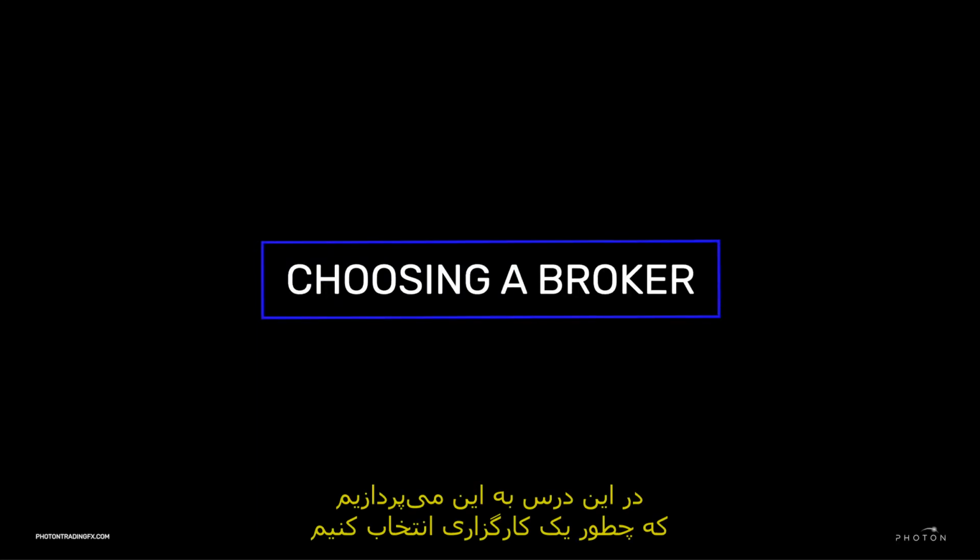So now we're going to look at how you can go about choosing a broker. A broker is very simply just a firm that executes your trades in the market. They provide traders with access to a platform to buy and sell currencies, and your broker is where you will deposit your capital to trade with, and they will provide you with leverage.